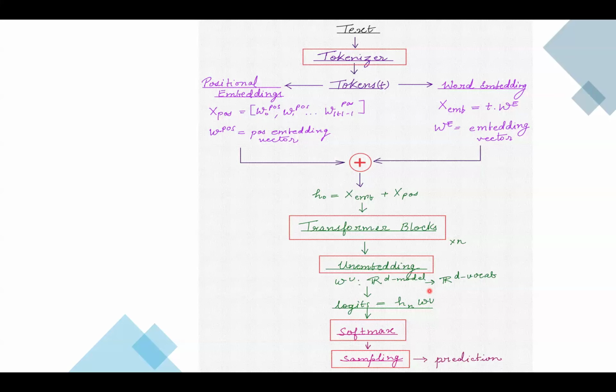So you just choose the last row of this logit, and then it becomes 1 cross d vocabulary. Then you pass that with a softmax, and it becomes a probability distribution over the entire d vocabulary. Then, based on any kind of sampling method, you can sample the token out. I hope that's clear now. Okay, go ahead.